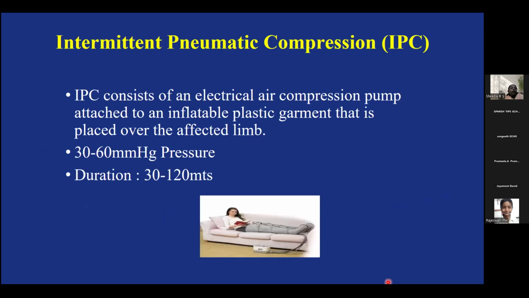Another measure for management of lymphedema is the intermittent pneumatic compression pump. It is an electrical air compression pump attached to an inflatable plastic garment that is placed over the affected limb. It is like an air mattress machine, and we can adjust the pressure and the duration. If there is stage 1 lymphedema, like the pitting edema stage, it will be helpful. You can insert your affected limb into the garment, and we can adjust the pressure. The machine will give a continuous pressure so that the fluid will move up.